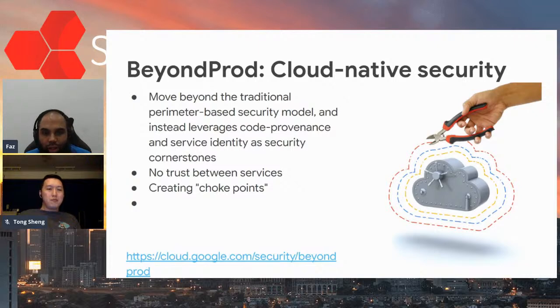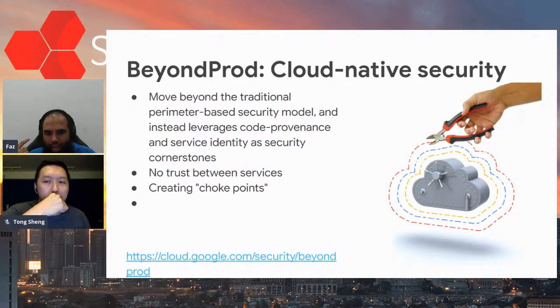So the first item we want to present is, in late 2019, Google had actually come out with an architecture for cloud native security, and this is basically a white paper which they had released called Beyond Prod. And the idea is to move beyond a traditional perimeter based security model and instead leverage service identity as security cornerstones. And the whole idea is to have this governance model for cloud native security in a containerized world, right?